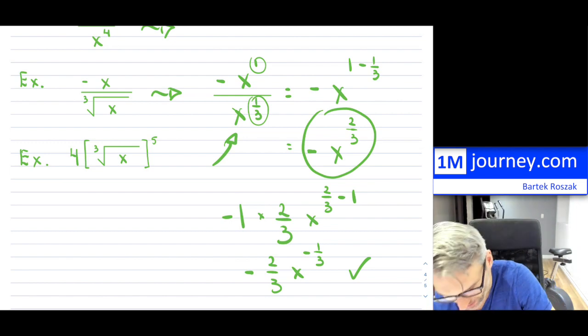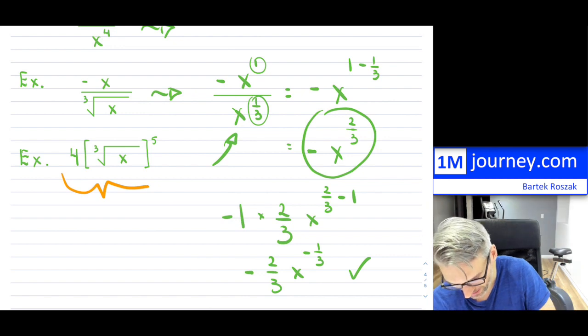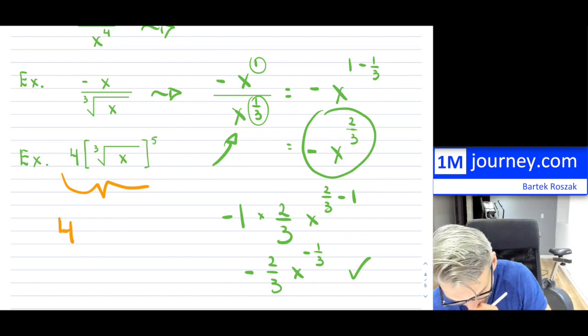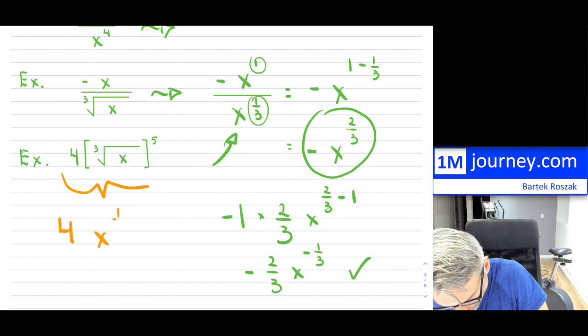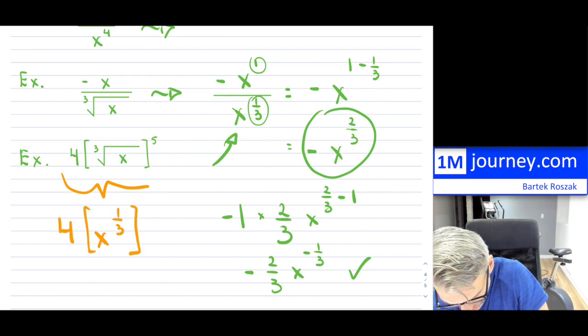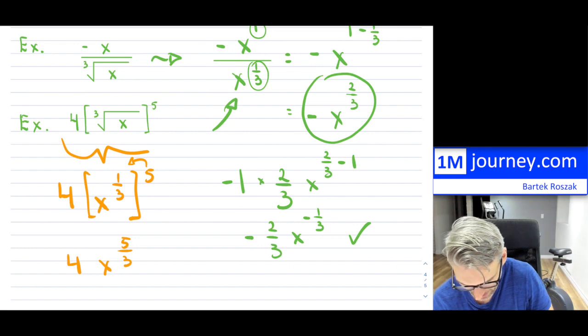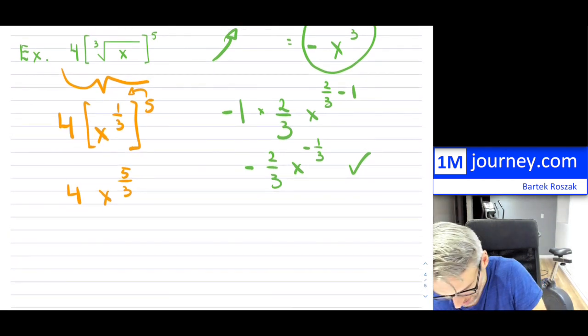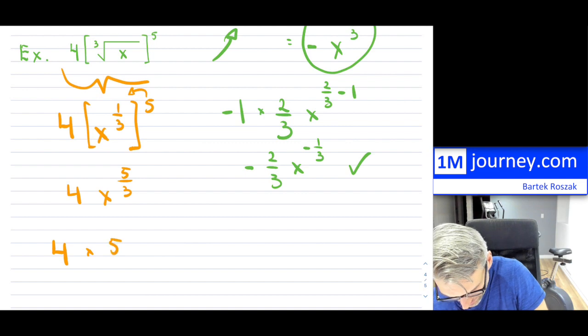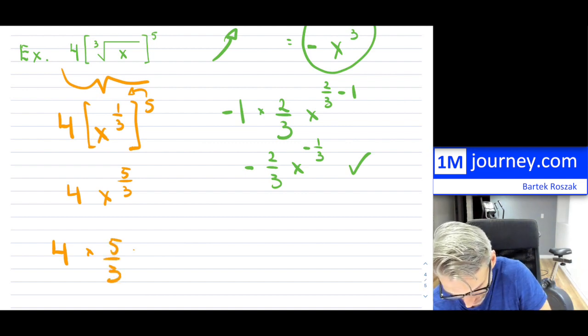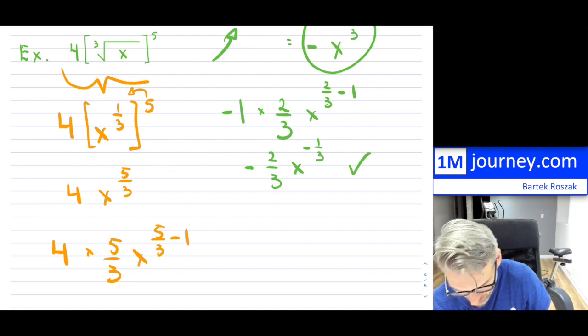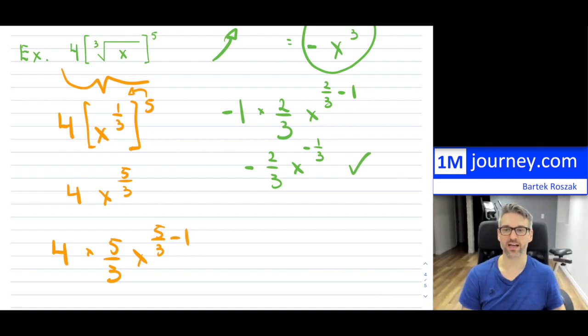So here's a last one. This one looks brutal right here. However, notice what this will be. Inside of that bracket, that's just x to the 1/3, and this is to the 5. Now I can bring this inside here, so this is 4x to the 5/3. And now finding the derivative of this, no problem. 4 times my exponent, 5/3, x to the 5/3 minus 1. And then you can find out what that is, you can simplify it, and you get your answer.